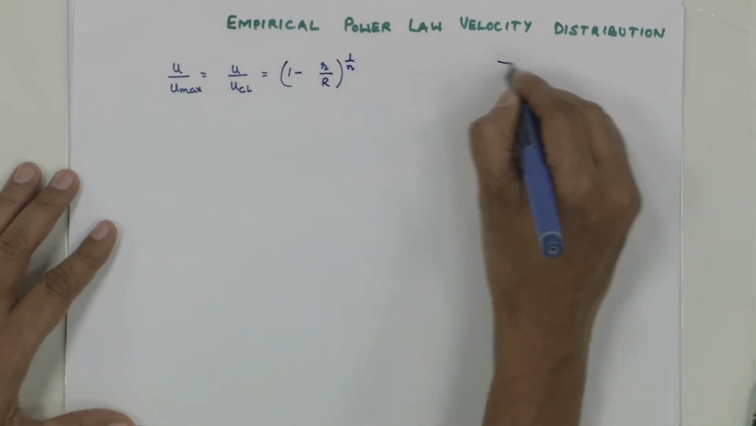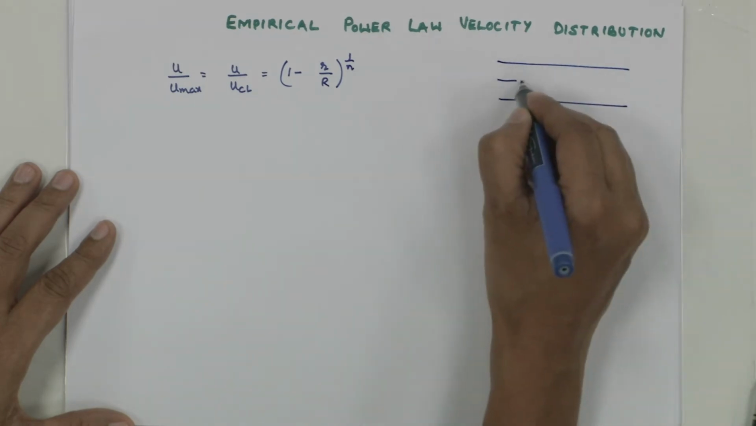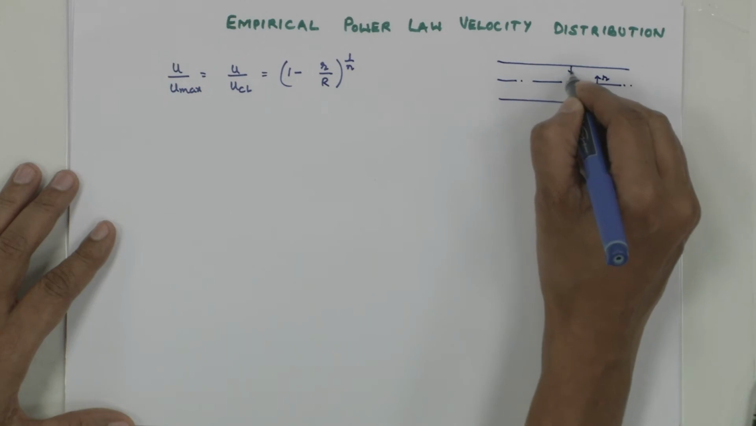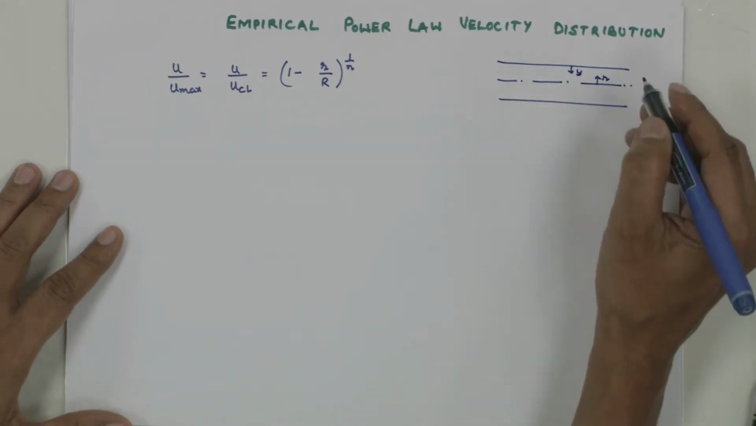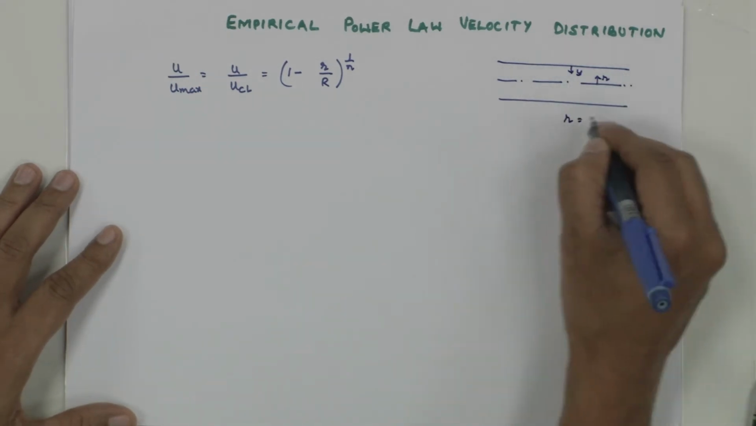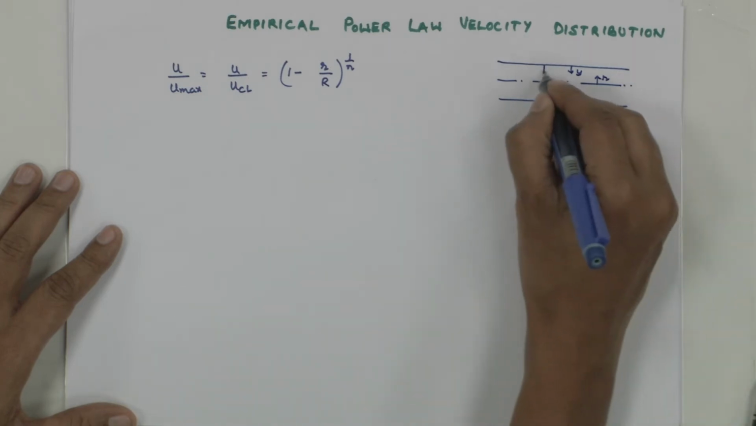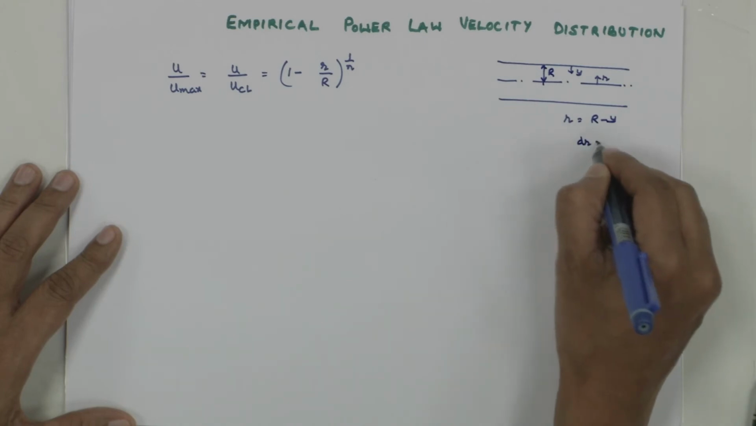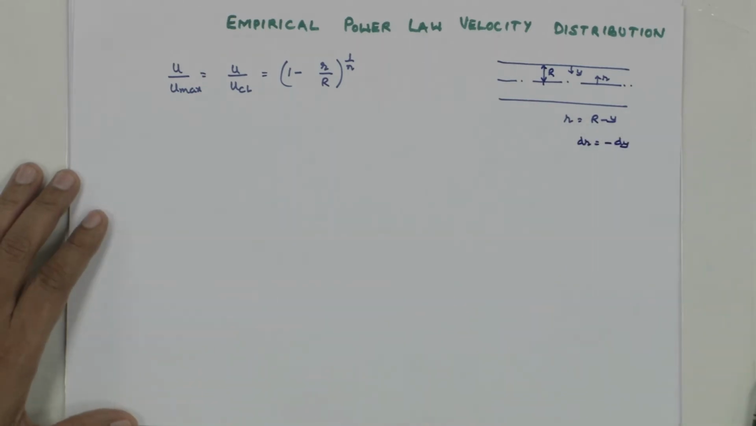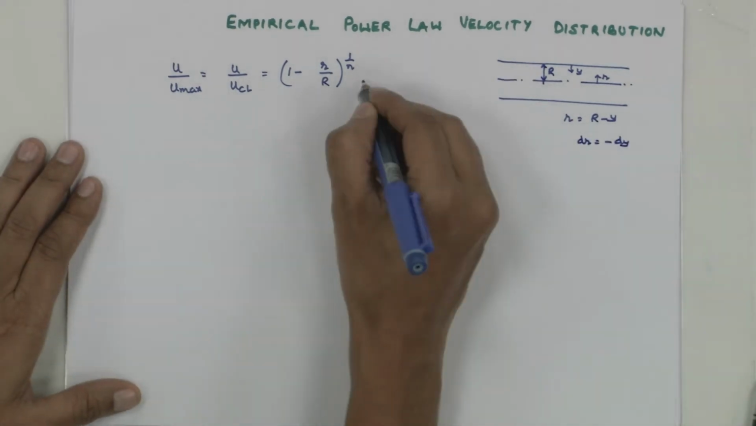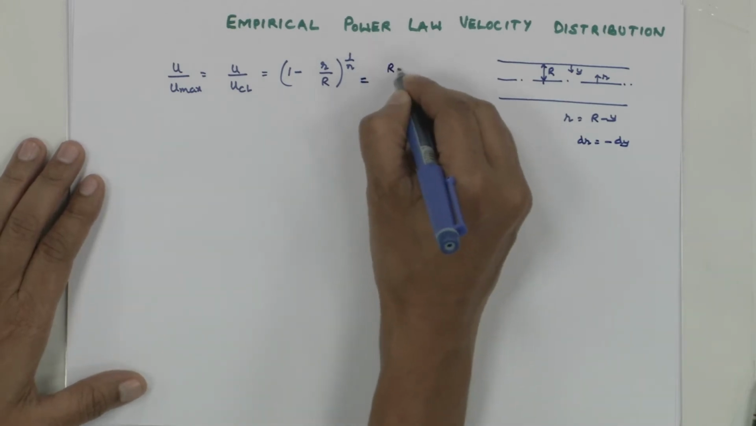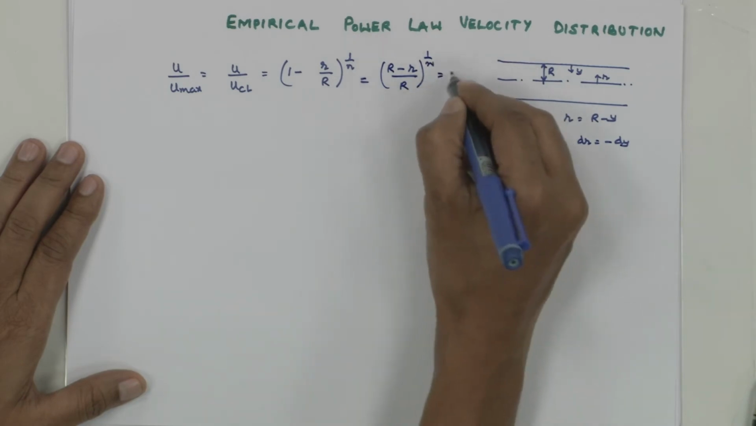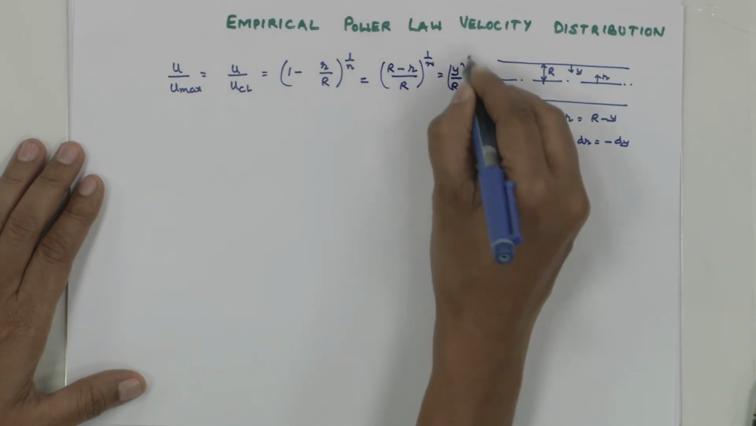If I take the pipe again, this is my r coordinate and this is my y coordinate. So r equal to R minus y, where capital R is the radius of the pipe. So dr equal to minus dy, as we have been doing. If I write that, I get R minus r by R to the power of 1 by n, that is y by R to the power of 1 by n.